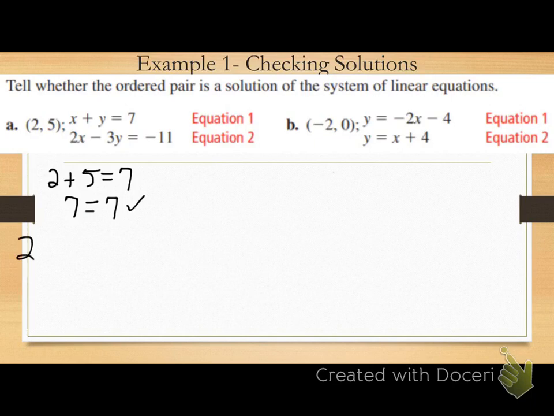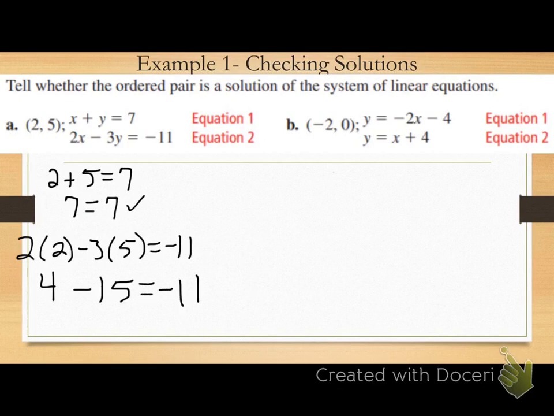Plug in what for x? 2. Minus 3 times y. What am I plugging in for y? 5. And now I'm just working down both sides of the equation. So left-hand side, I got a little bit of work to do. We'll do multiplication first. What's 2 times 2? 4. Negative 3 times 5. What does that give me? Negative 15. The right-hand side's already worked out for me.